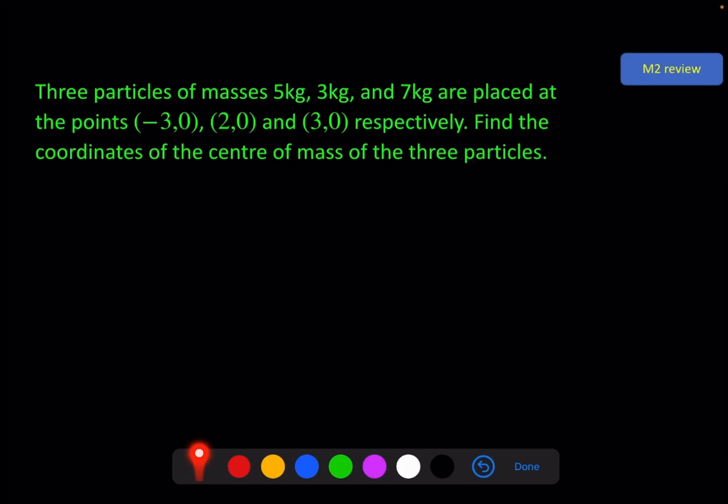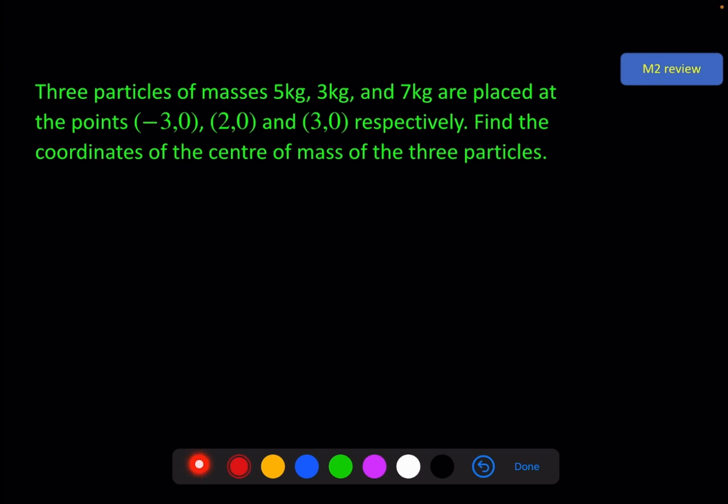Hello and welcome to video 2 of the M2 chapter, Centres of Mass. Question on the screen here to review the first video. 3 particles of masses 5, 3 and 7 kilograms are placed at the points this, this and this respectively. Find the coordinates of the centre of mass of the 3 particles.